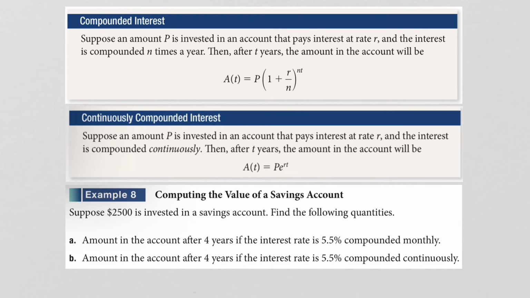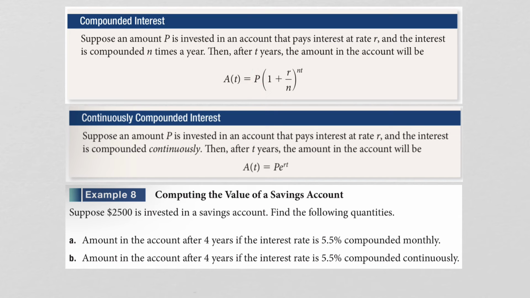Now let's talk about a couple of applications for exponential functions. The first is compound interest. So if you take an amount of money, let's say $P, and you invest it into an account that pays an interest rate R, and the interest rate is compounded n times per year, then after T years, the amount of money in the account will be according to this formula here.